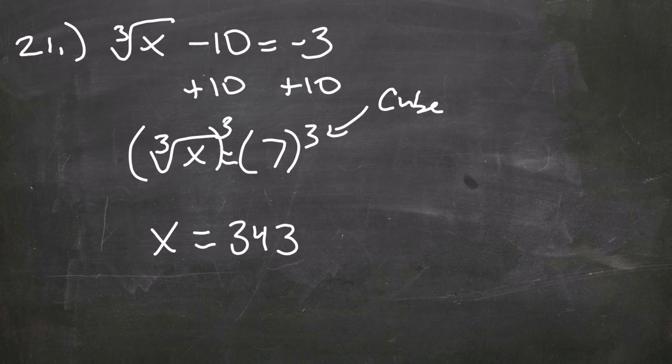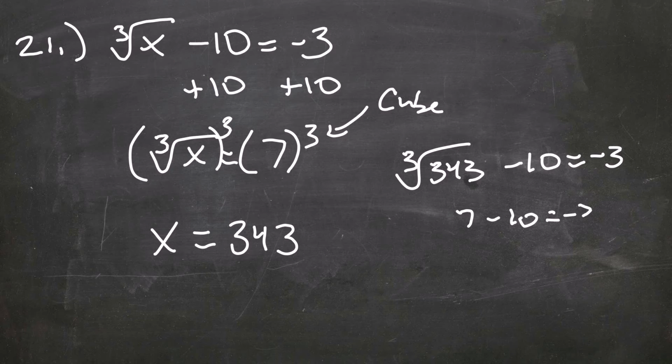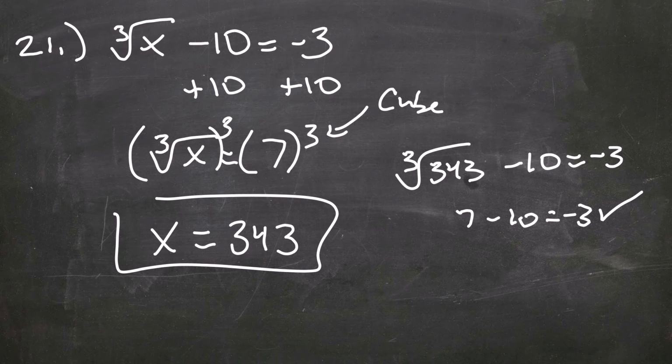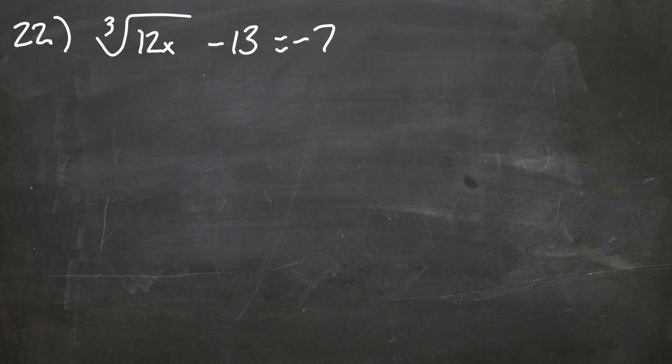Now I'm going to plug it in to check my work. The cube root of 343 minus 10, does that equal negative 3? Well, does 7 minus 10 equal negative 3? It does. So that's a good answer. That's it for 21.